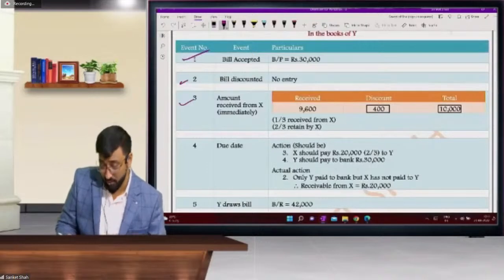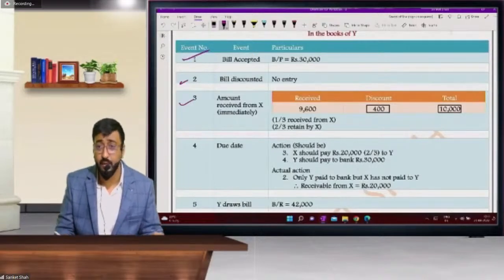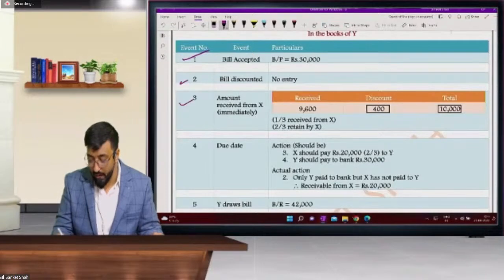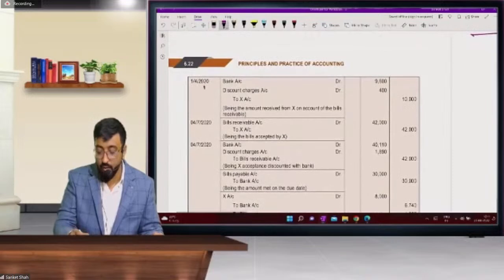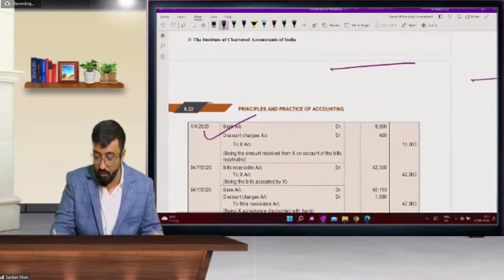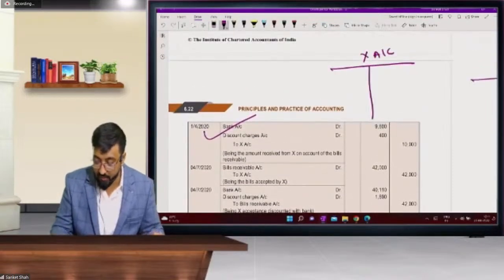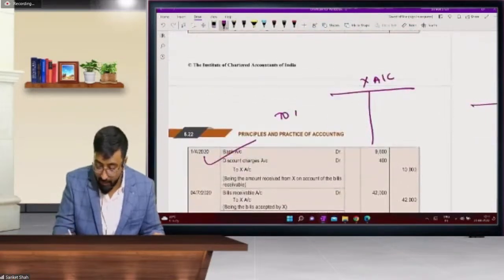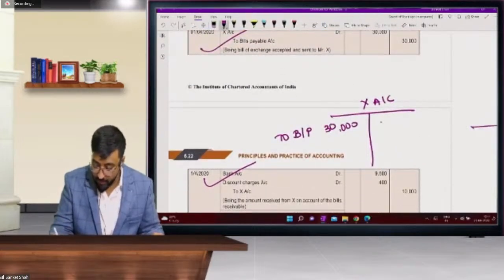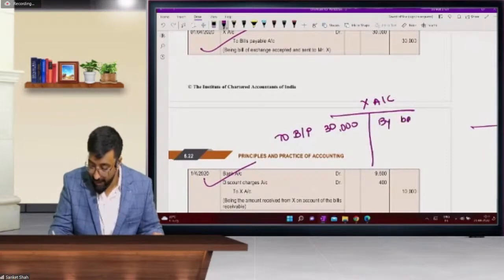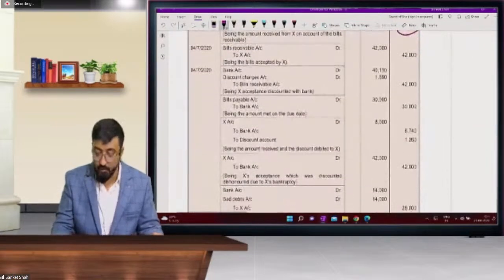Okay. So 9,600 cash comes in. Discount 400 and 2x 10,000. You can see here, bank account debit, discount account debit to X account. So suppose if I open X account, you can check X2 bills payable. The first bill is 30,000. And by bank and discount, 10,000. X is credited. Next.